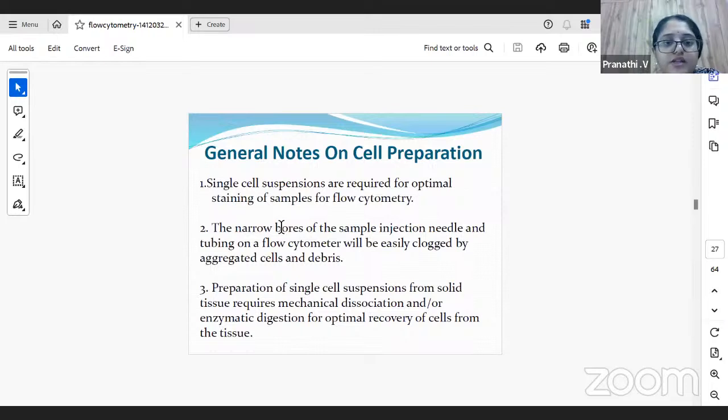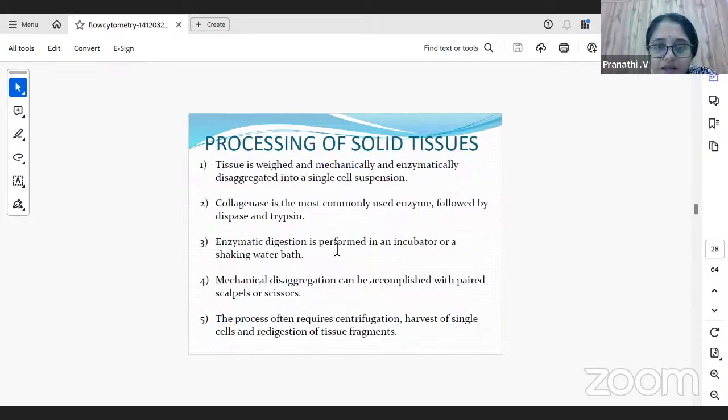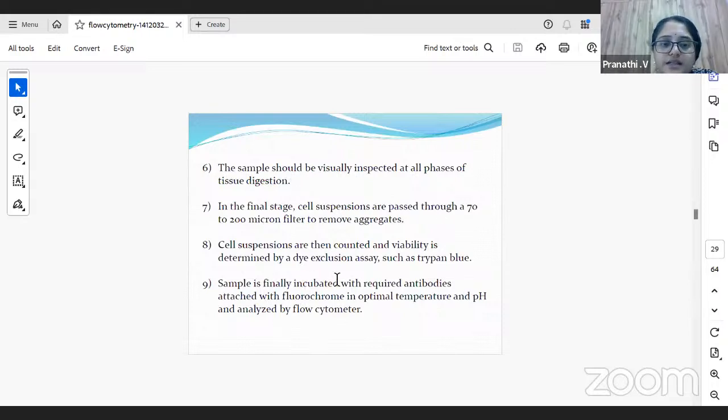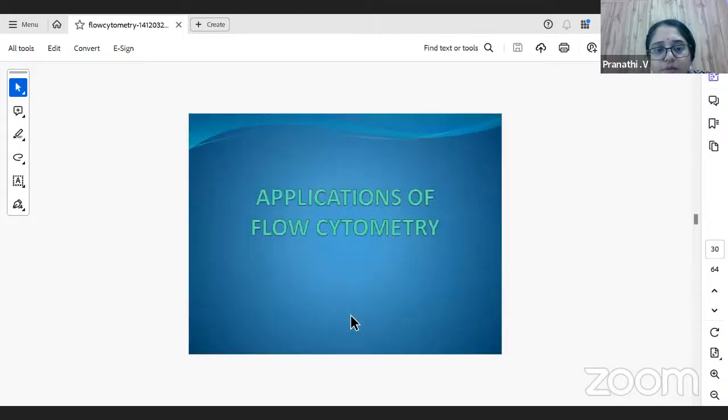So for this, what are you going to do? Single cell suspension is best used. Otherwise, the narrow bores of the sample injection needle tubing can be clogged by aggregated cell debris. So you have to take care of that. Make a suspension. And if it is a solid tissue, according to that, mechanical disruption is done. You can use enzymes, enzymatic digestion, mechanical disaggregation, centrifugation, basically. So finally, you're going to get the cell suspension, which is attached with required antibodies, and then analyzed through the flow cytometer.